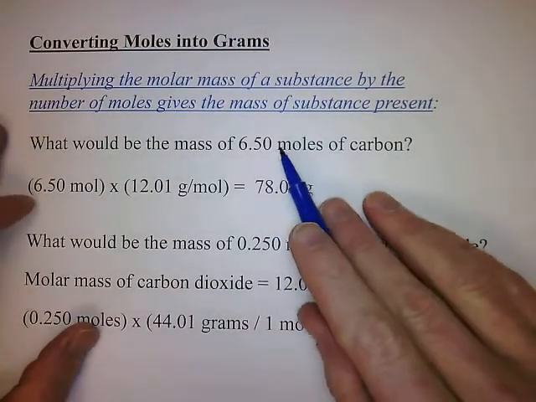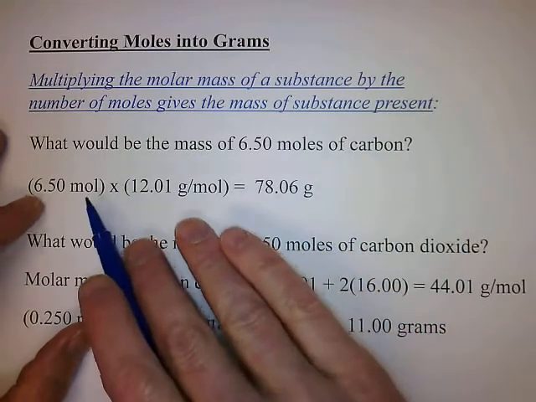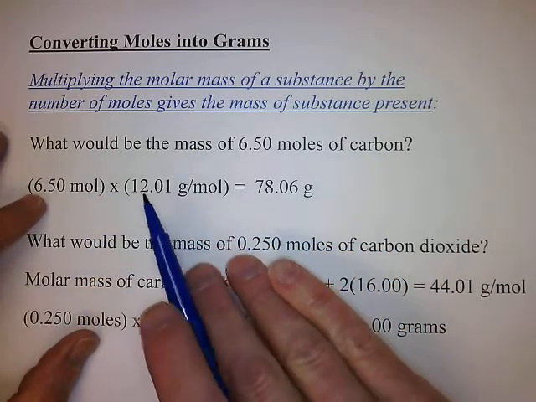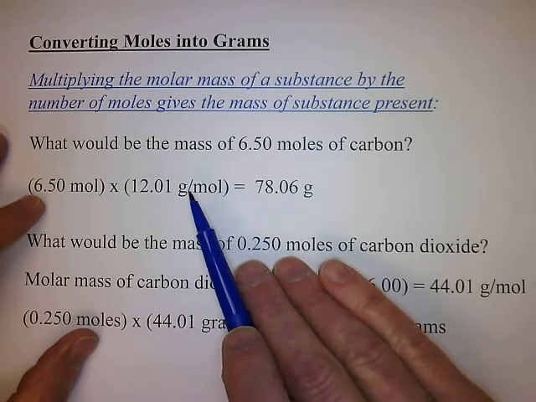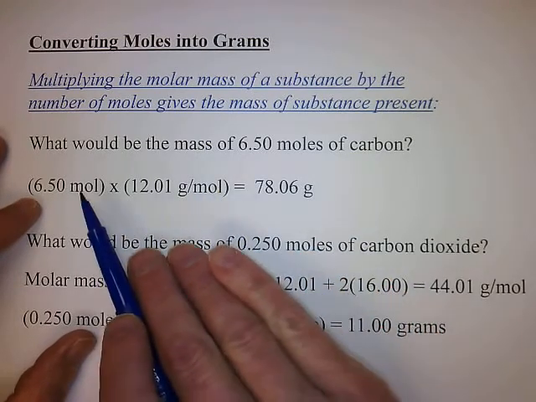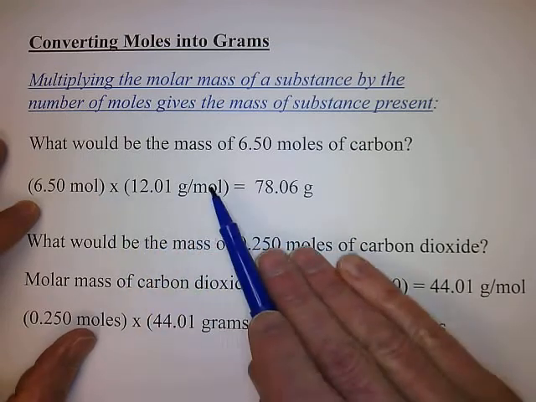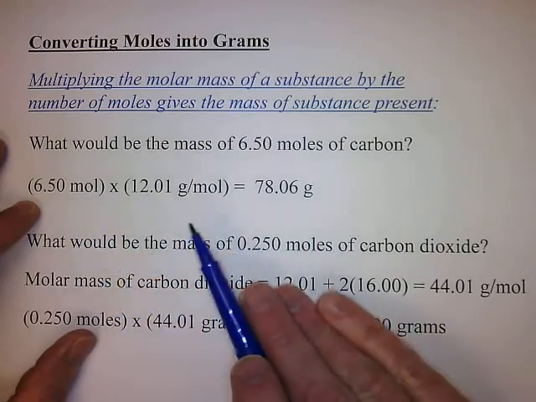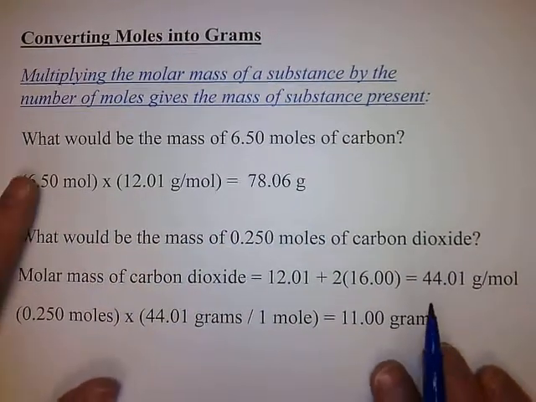Okay, so what would be the mass of 6.50 moles of carbon? We have 6.50 moles, and the weight of carbon is 12.01 grams per mole, right? Look at your unit, number of grams per mole. So moles times grams per mole, the moles will cancel, and that'll give you grams. So 6.5 times 12.01 is 78.06 grams.